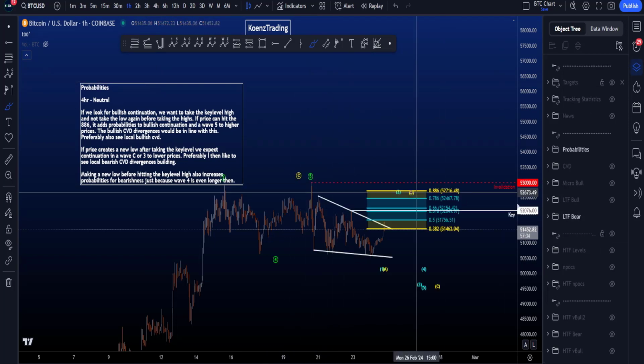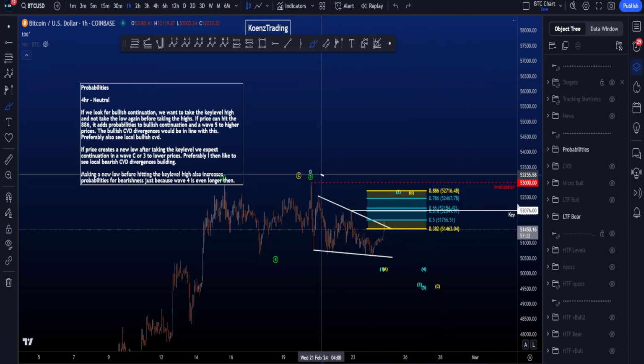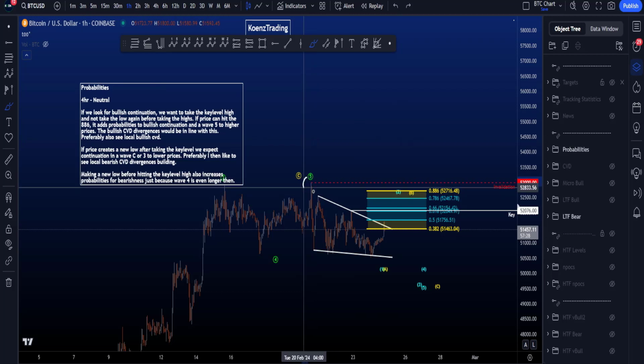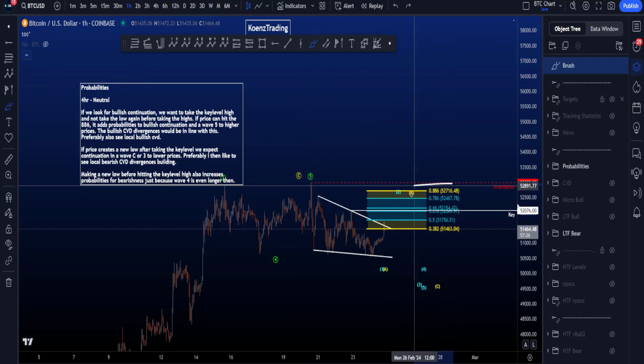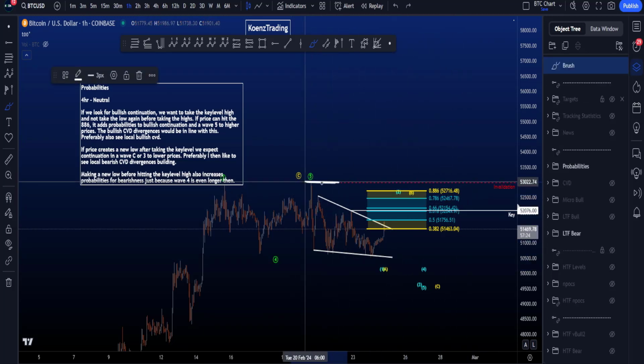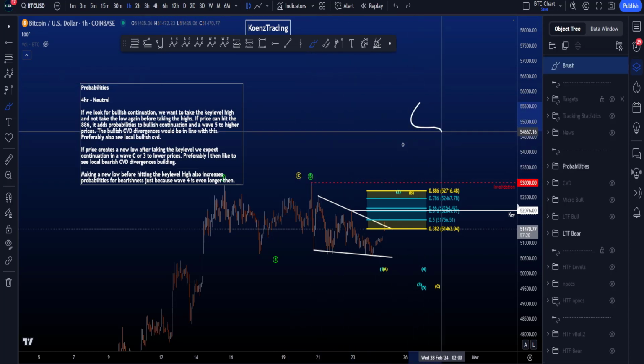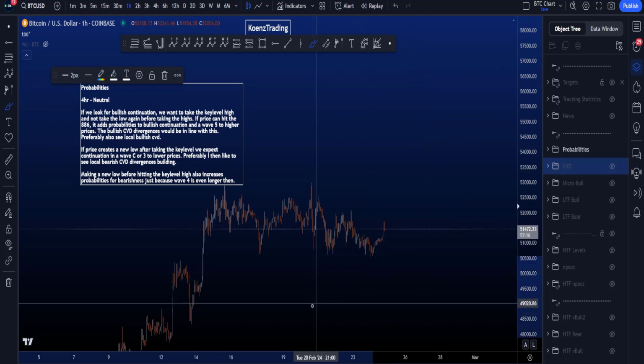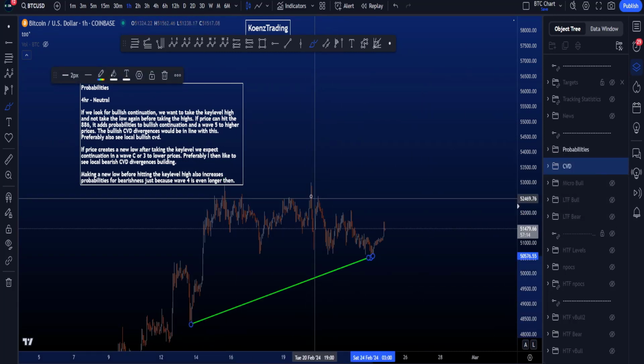If price can hit the 886 Fibonacci taken from the high to the current low that we have, or if price makes a new low from the high to the new low, that also increases probabilities to then take this high over here, right, for bullish continuation for then a wave 5 to higher prices. The bullish CVD divergences would then be in line with that scenario where we're looking for a wave 5, right?